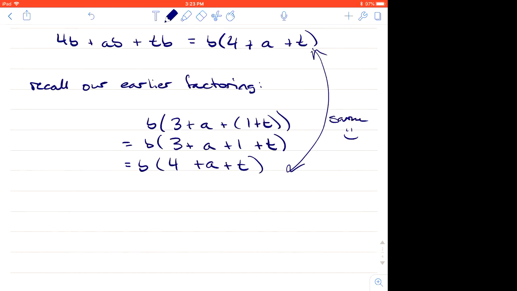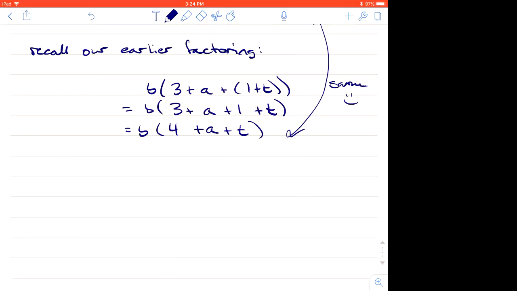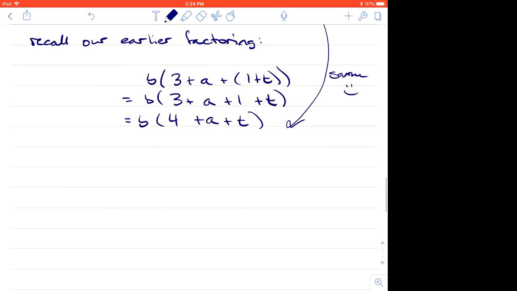So your answer might not look the same necessarily as your friend's if you're working through a problem together, right? But you'll probably be able to rework things and they'll end up being the same thing, right? If you've both done it right, then you'll have the same answer, just looking a little bit different. Okay, any questions?